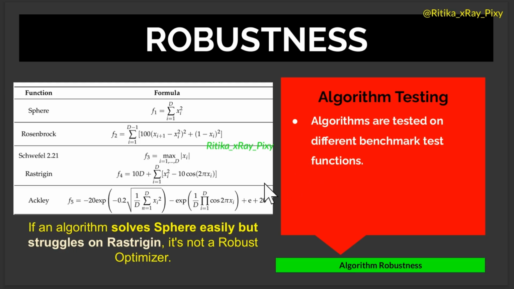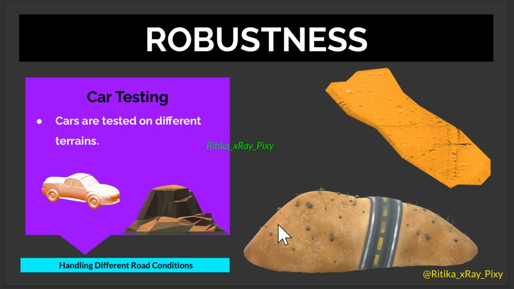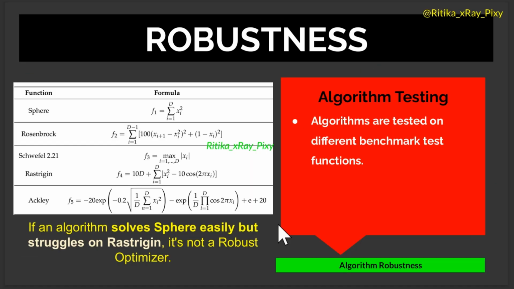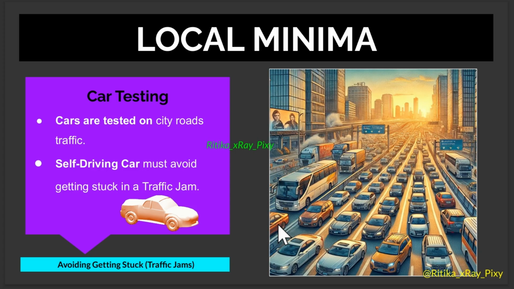For example, if your algorithm solves the sphere function easily but struggles on other functions, then it is not a robust optimizer. Like in real life, if your car does well on the highway but struggles on hills, then it is not a robust car. Same if your algorithm is doing well for a few functions and it is struggling with others, then it is not a robust optimizer. Third point, we have avoiding local minima.